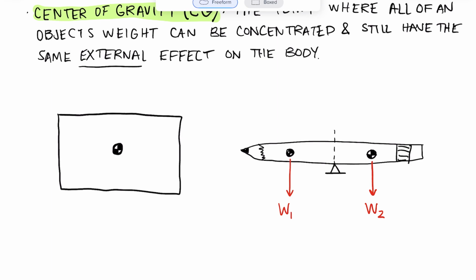And so let's do this mathematically. Let's pick some origin point. We can say that it's just at the tip of the pen. And we'll let the distance from here to the first point be x1, and from here to the second point, this will be x2.